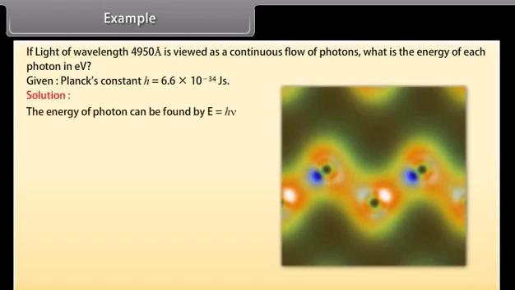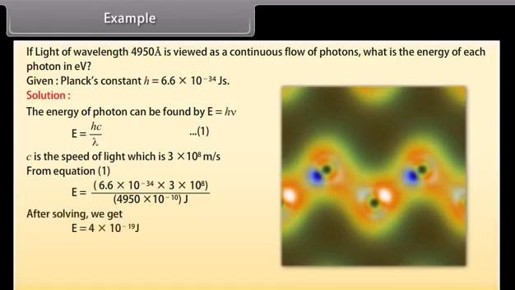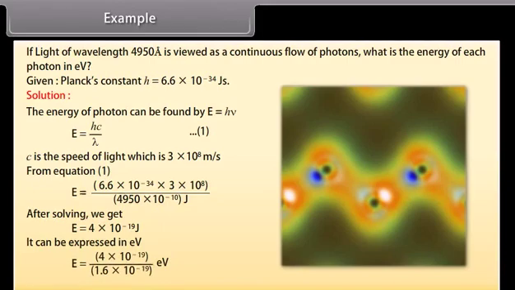Solution. The energy of a photon can be found by E equals hν, E equals hc/λ, name it as equation 1. c is the speed of light, which is 3 × 10^8 meter per second. From equation 1, E equals 6.6 × 10^-34 × 3 × 10^8 divided by 4950 × 10^-10 joule. After solving, we get E as 4 × 10^-19 joule. It can be expressed in eV: E equals 4 × 10^-19 divided by 1.6 × 10^-19 eV. E is equal to 2.5 eV.